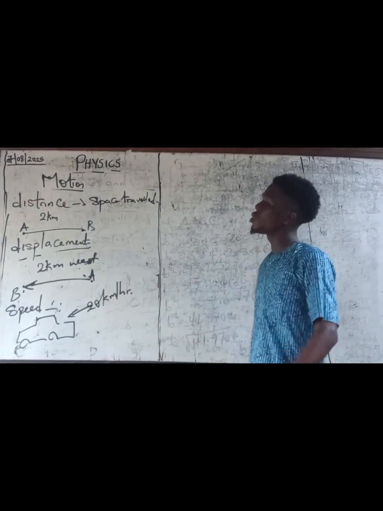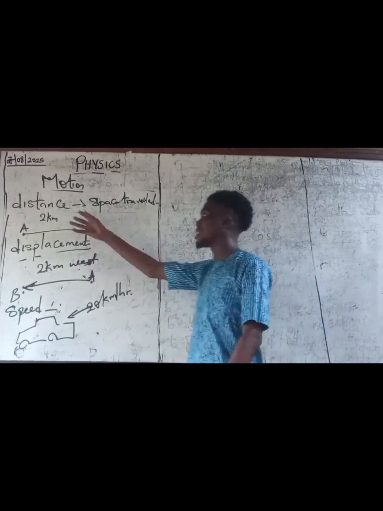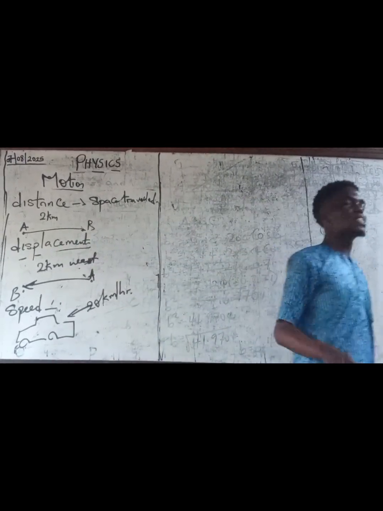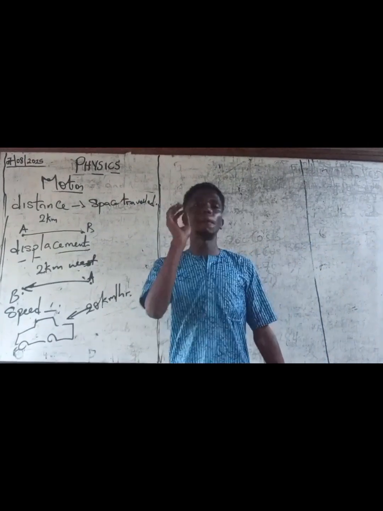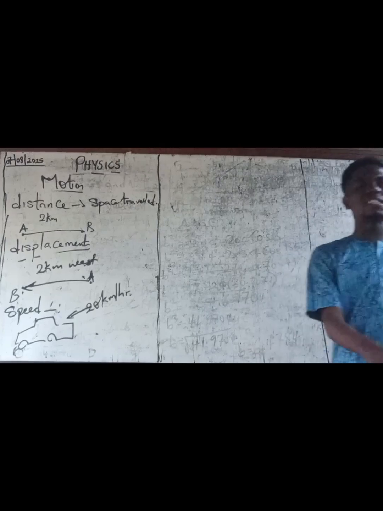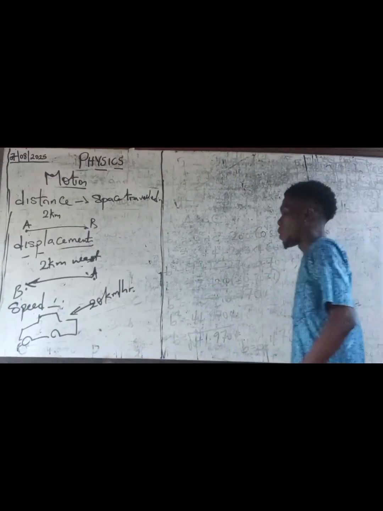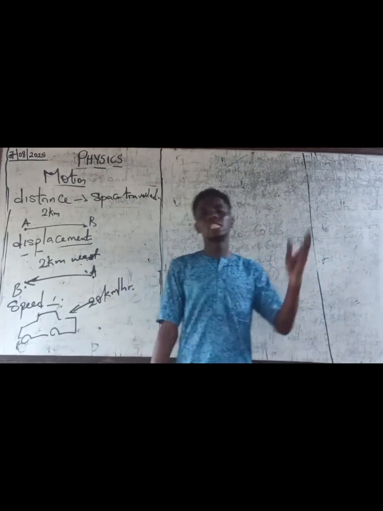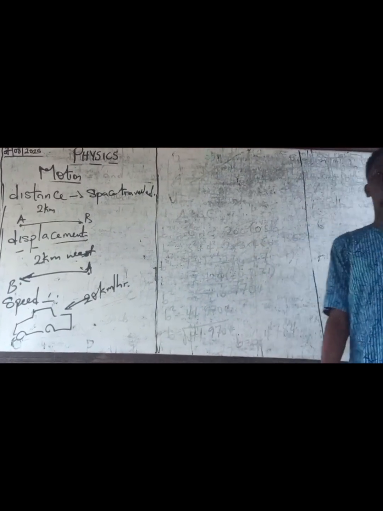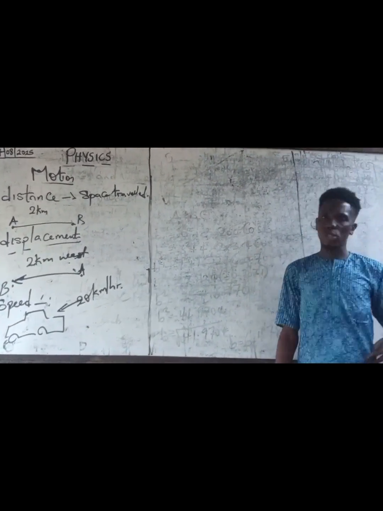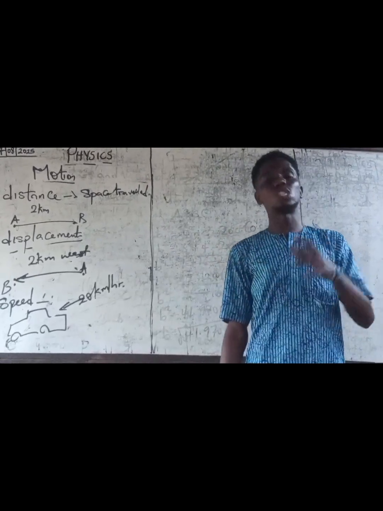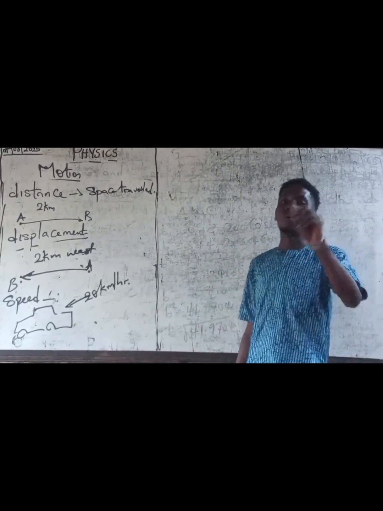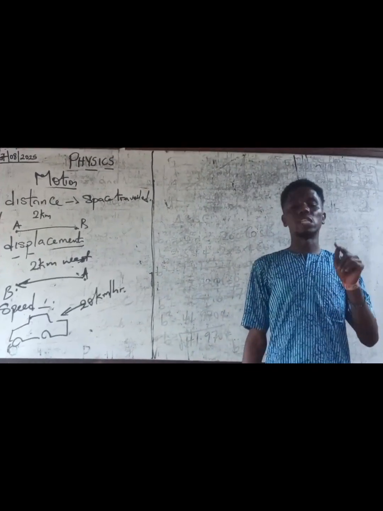Now, another thing you need to know about speed is that, just like distance, direction is not specified. So if I were to tell you that a bus is moving at a speed of 20 kilometers per hour, that can be in any direction. It can be northward, southward, eastward, westward. So it is not really specific. So this kind of quantity is called a scalar quantity. Why? Because direction is not specified.